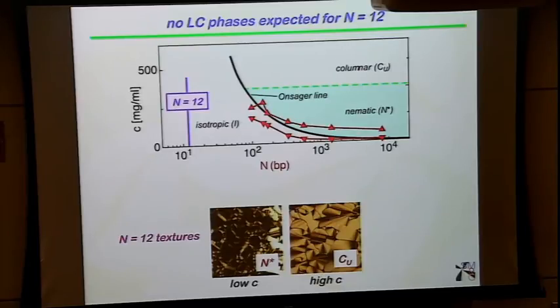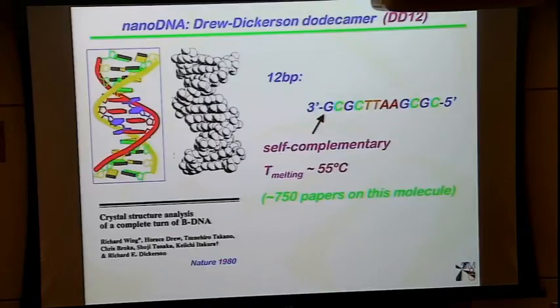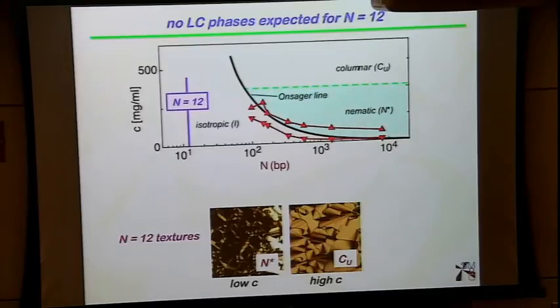All right, so we started with this molecule, the Dickerson dodecamer. So that's the sequence. It's self-complementary and makes this short duplex. It's 20 angstroms in diameter and about 60 angstroms long. This is actually the first of these DNAs that was crystallized so that they could do the three-dimensional X-ray crystallography and prove the Watson-Crick structure.